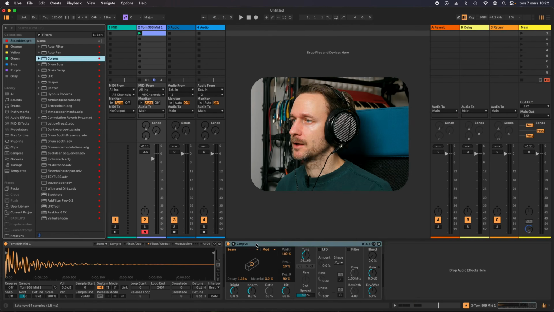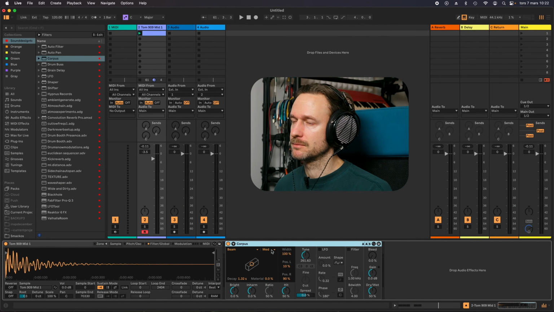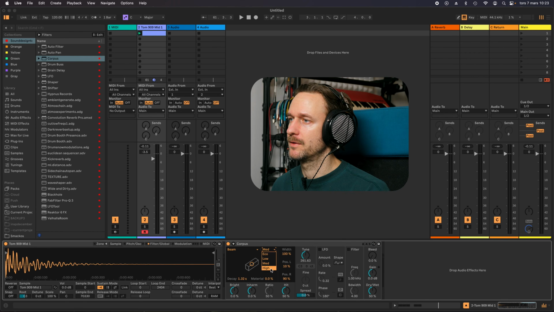Right, so that was the sampler. Moving on, one of my next favorite ones to modulate and process the sound is Corpus. It has a lot of potential. It's a resonator tool, so it will give us different characteristics of resonation on the sample that we got in there.